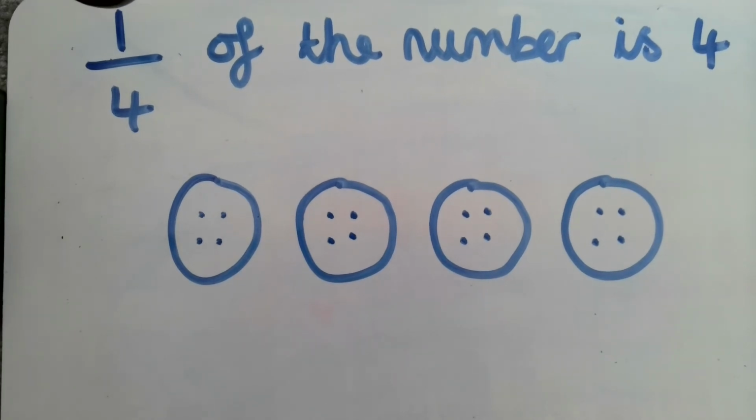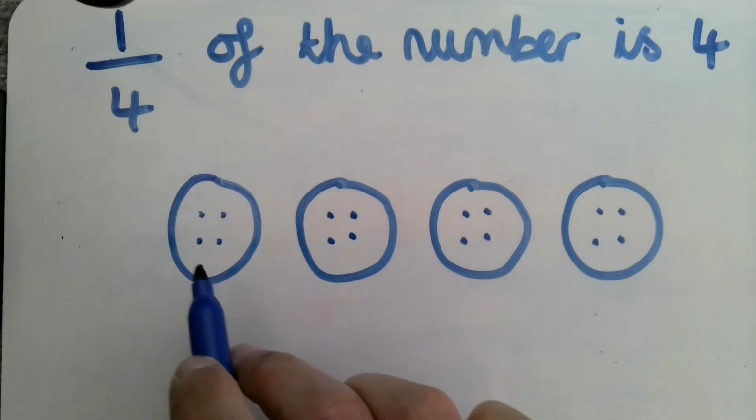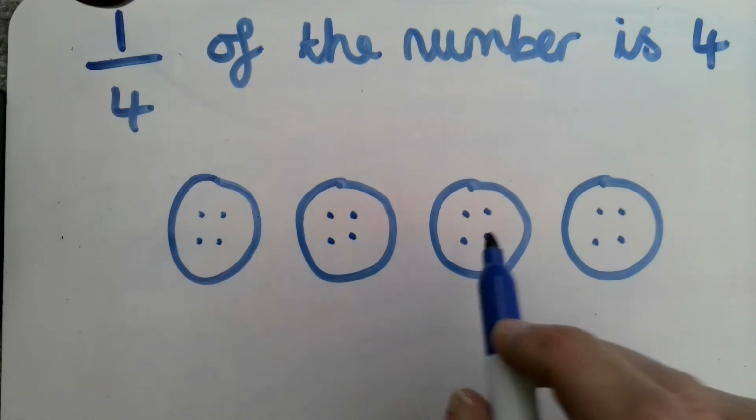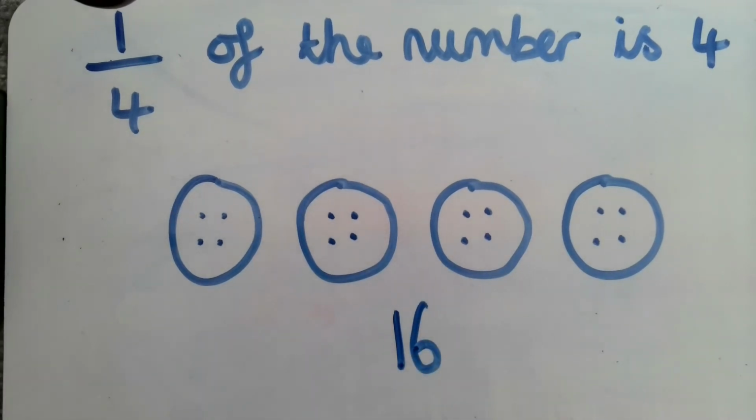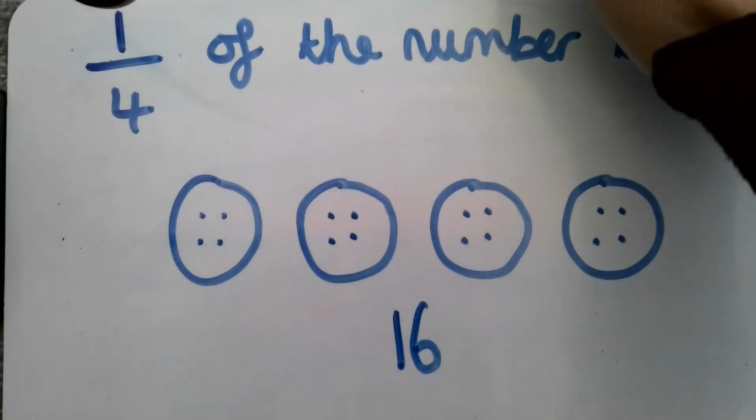What was the number I was thinking of? 4, 8, 12, 16. 16 was the number that I was thinking of.